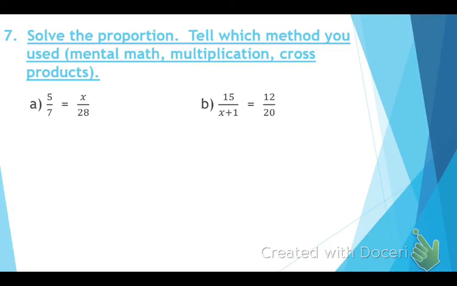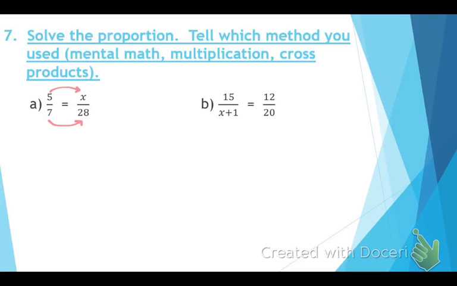Okay, there will also be a section on your quiz today where you can decide which method you would like to use, whether it would be mental math, multiplication, or cross products. In this case, I would like us to do mental math. I am trying to figure out what the x would be. So I have to discover how to get from a 5 to an x. In order to do that, I have to look at the denominator. How did I get from a 7 to a 28, guys?